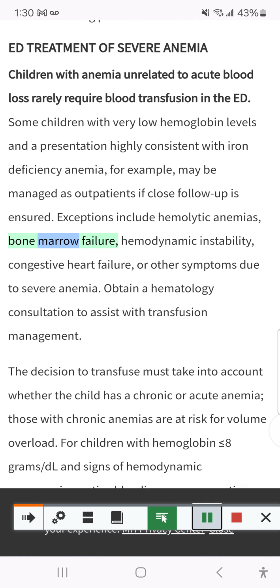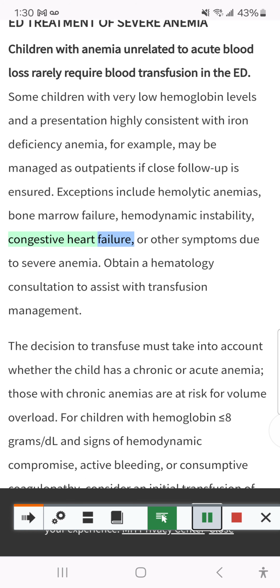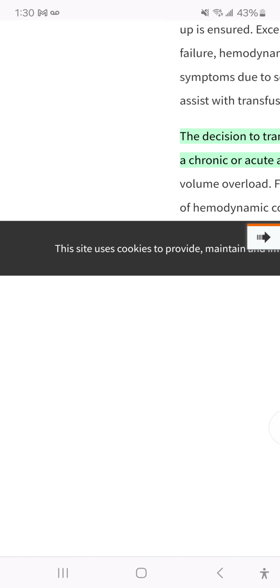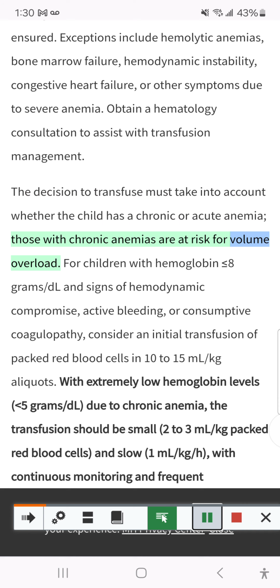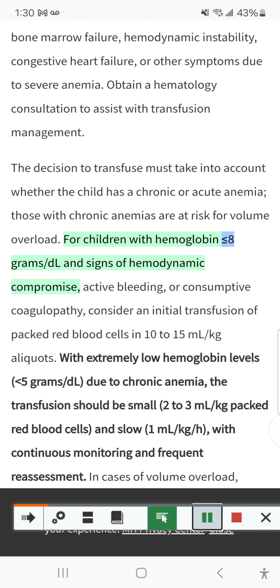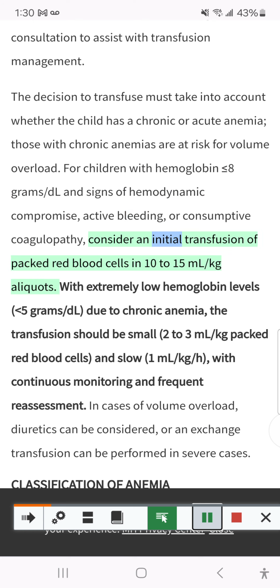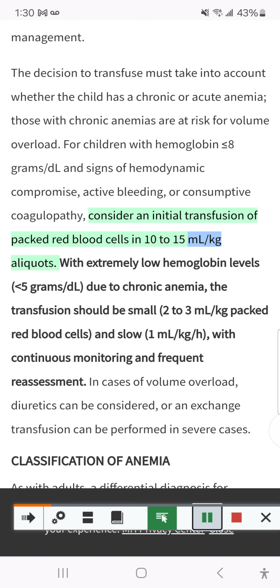Exceptions include hemolytic anemias, bone marrow failure, hemodynamic instability, congestive heart failure, or other symptoms due to severe anemia. Obtain a hematology consultation to assist with transfusion management. The decision to transfuse must take into account whether the child has a chronic or acute anemia. Those with chronic anemias are at risk for volume overload. For children with hemoglobin less than or equal to 8 grams per deciliter and signs of hemodynamic compromise, active bleeding, or consumptive coagulopathy, consider an initial transfusion of packed red blood cells in 10 to 15 mL per kilogram aliquots.